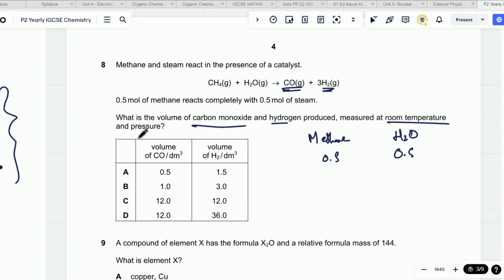Do you remember RTP? I remember I told you all the values that you would use for RTP and STP, the difference in the values. So do you remember? If you remember it, can you tell me the values? And what about STP? Yeah, and what about STP? 22.4.